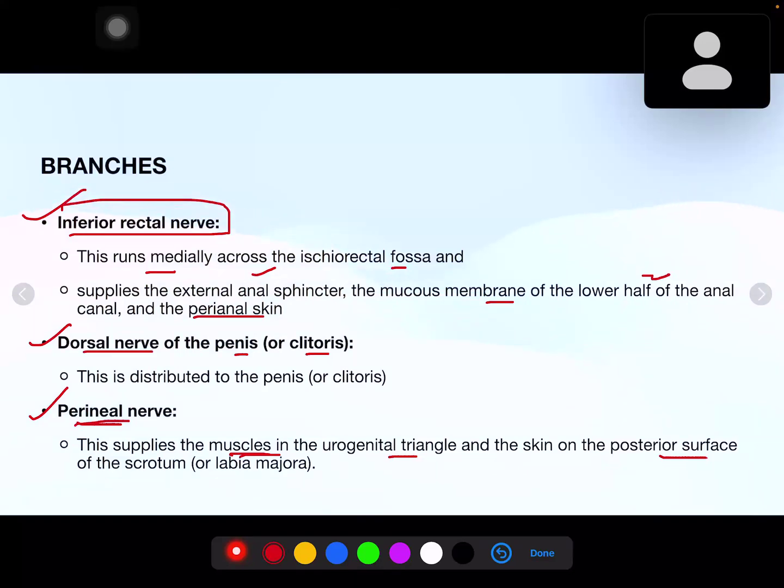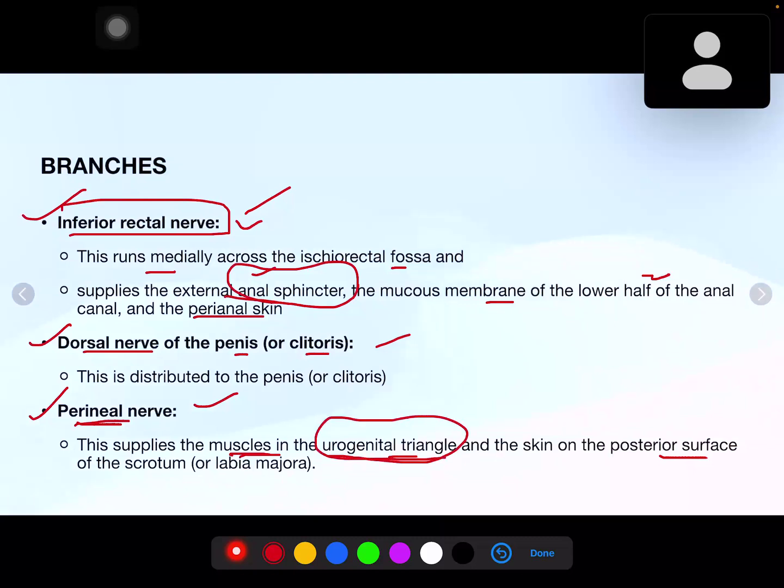So these are the three branches of pudendal nerve, and through these branches they supply all the perineum. Now the sphincter muscle is actually supplied by the inferior rectal nerve, external only, not internal. And the muscles in the urogenital triangle are supplied by the perineal branch of pudendal nerve.